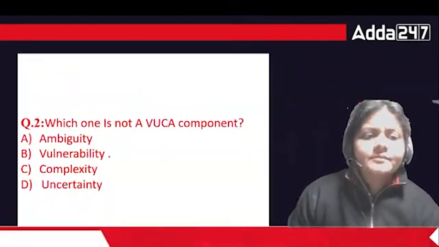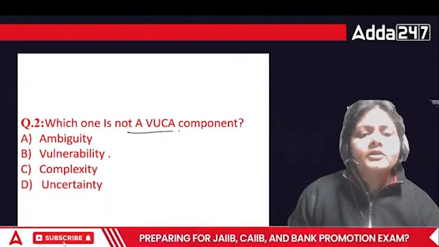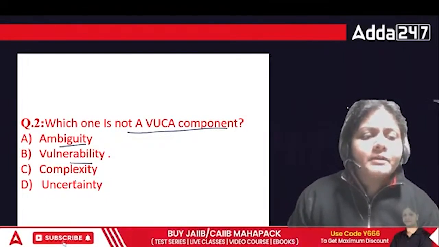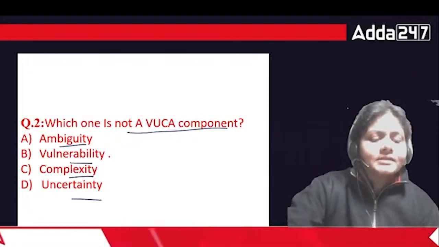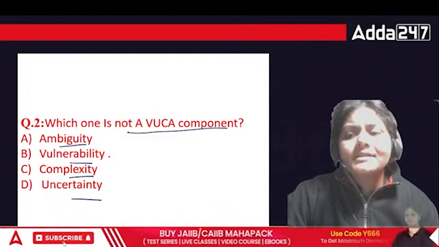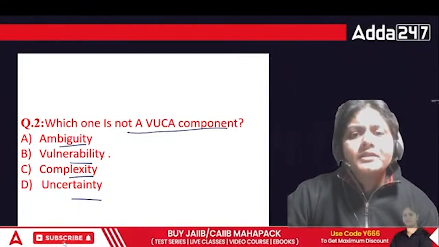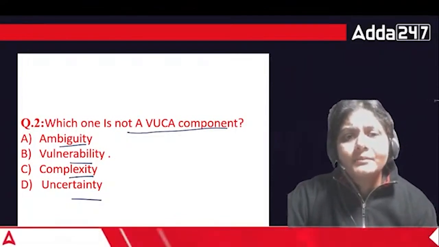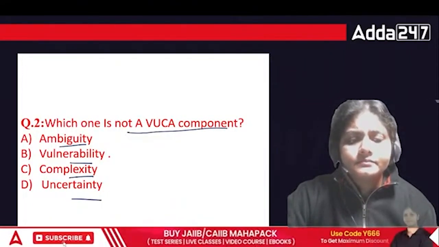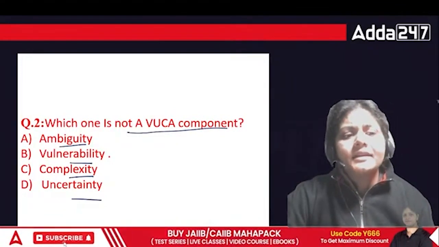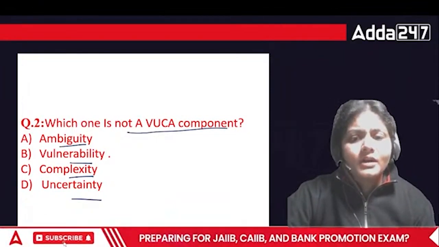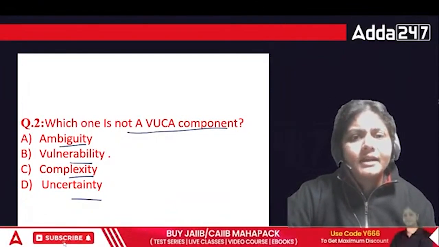The next question is, which one is not a component of VUCA? Tell me what is the right answer. Ambiguity, vulnerability, complexity or uncertainty? Which one is not the VUCA component?